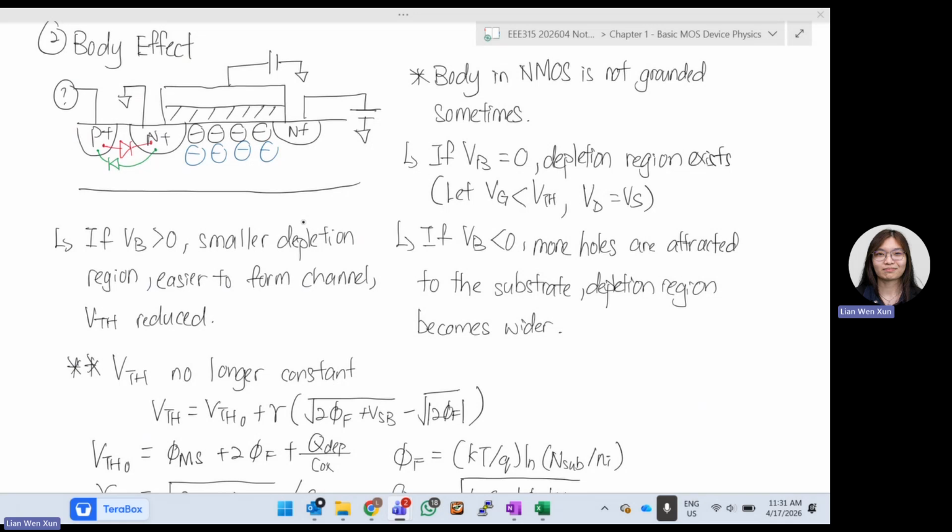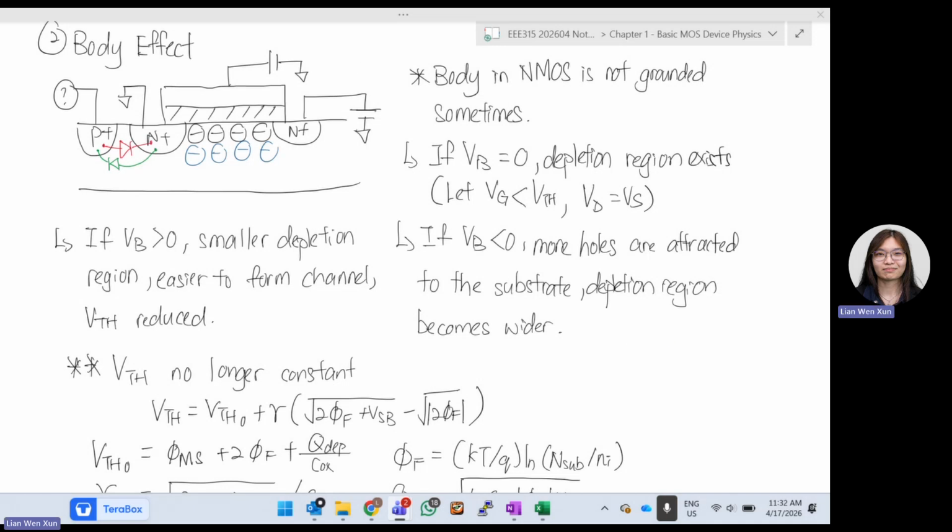But if VB is less than 0, so now if we put our VB negative, what happens? In our PN junction, we always need P larger than N. That's the ideal case. But now your N is 0 and your P is negative. So instead of electrons being attracted to the upper place, the holes are attracted to the substrate instead. So the whole depletion region becomes wider.